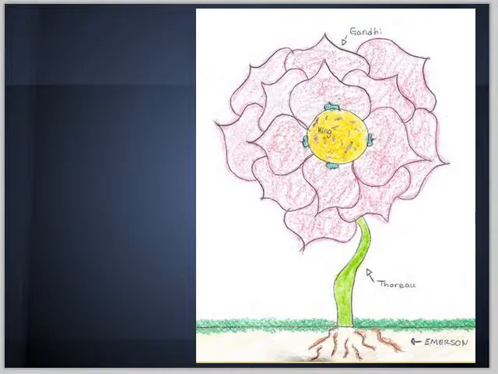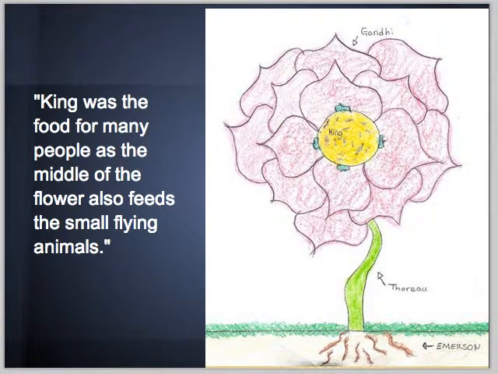She's got Gandhi as the petals, King is the center of the flower, Thoreau is the stem, and Emerson is the roots. You could apply that to civil disobedience, and she did, because after they draw the pictures, I hand them a piece of paper and say, now explain the picture you drew and why each of those people is that part of the picture. Her explanation for King was that he was the food for many people, as the middle of the flower feeds the small flying animals. So not only did she label these parts thematically based on what they do, but she had a larger purpose in putting these individuals where she did.